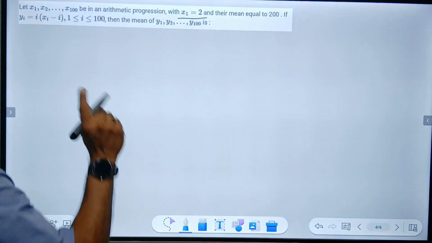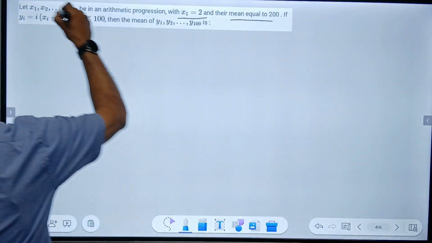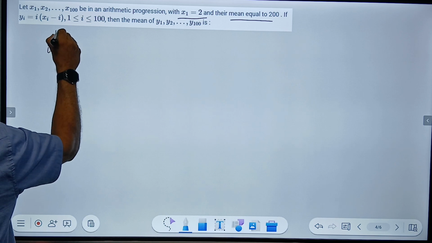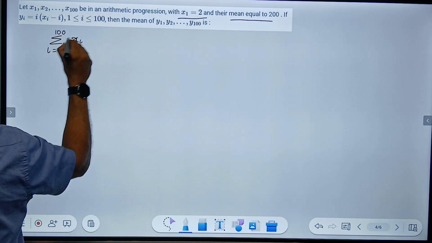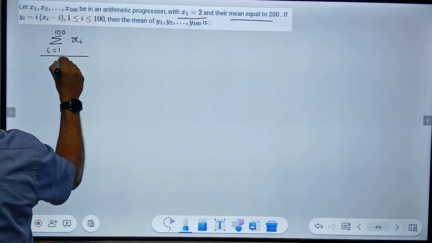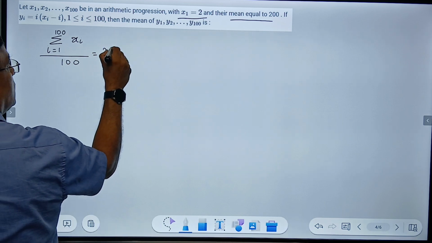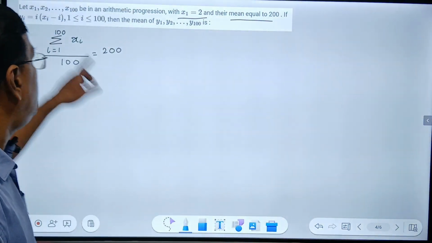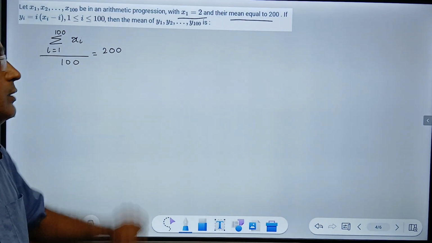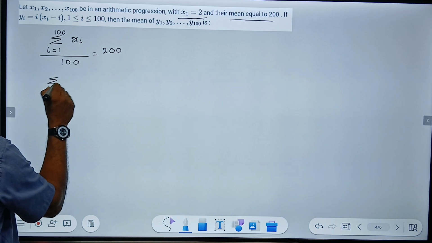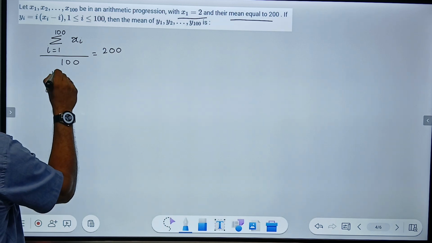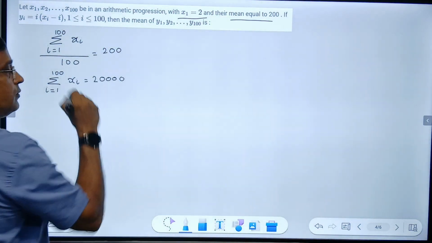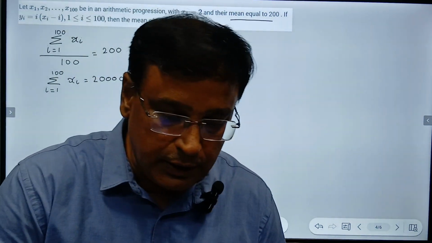So let me make use of that first. What is the mean of this? It is basically sigma i equal to 1 to 100 xi total, divided by 100. He has given it as 200, correct? The mean, it's ungrouped data. Add all the data, divide by 100, correct? So from this we have sigma xi. What is that? It is 2 followed by 4 zeros. So this is very, very clear, correct?